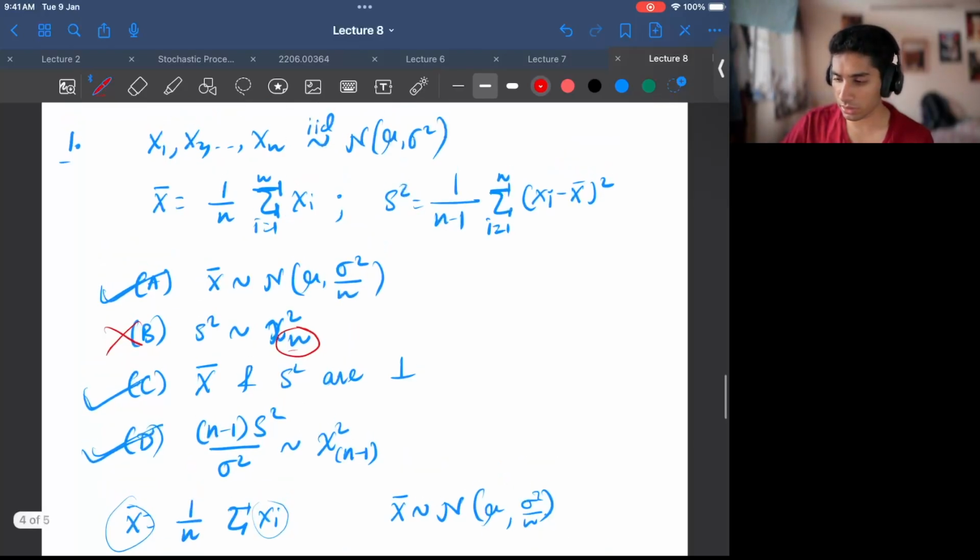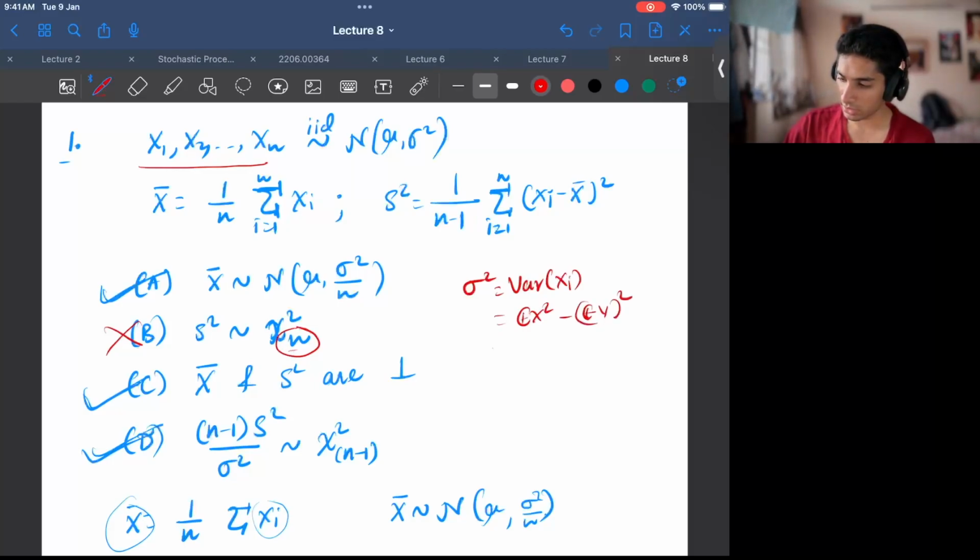No, E of x square is not sigma square. Which x? Are you talking about these x1, x2? Sigma square, which is the variance of xi, is the expected value of x square minus the expected value of x whole square, so it is the expected value of x square minus mu square. This implies the expected value of x square is equal to sigma square plus mu square. So E of x square is not sigma square, it's sigma square plus mu square.